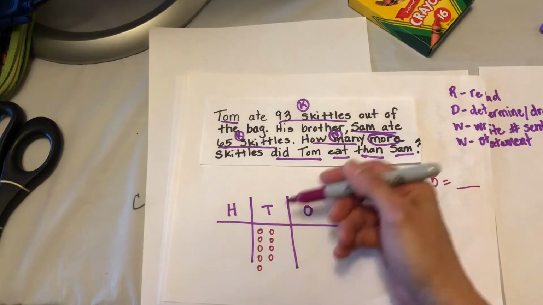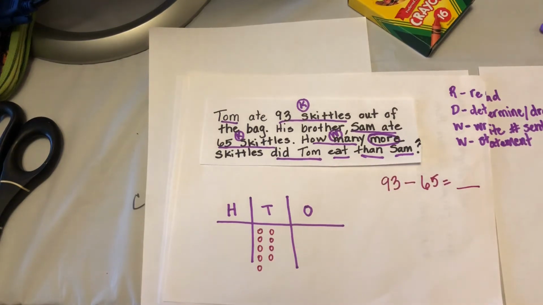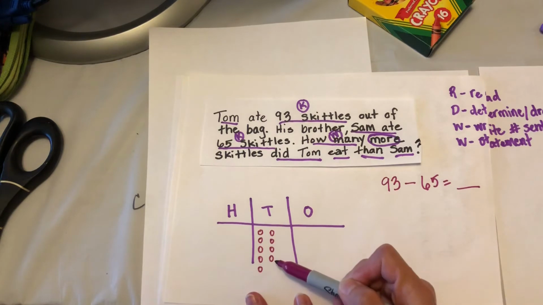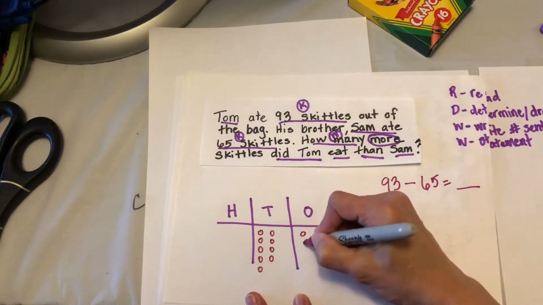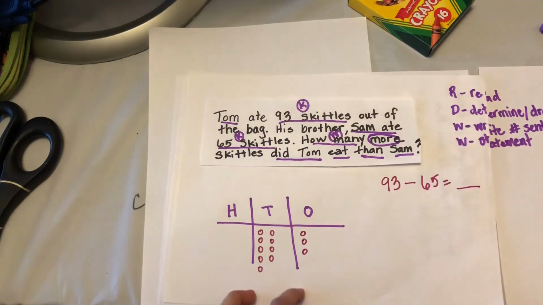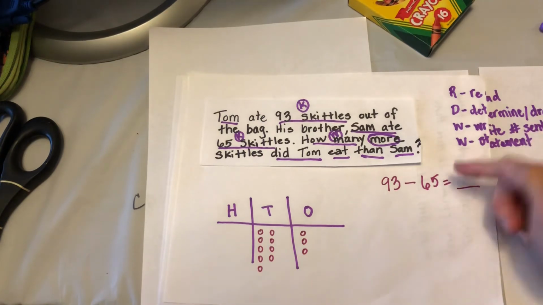If you noticed, I also put them into a vertical 10 frame. That way it's easy for me to look at it and count them really quickly because they're very organized. So now I have the 9 tens, and I'm going to put my 3 ones. 1, 2, 3. So now I have 93 in my chart.